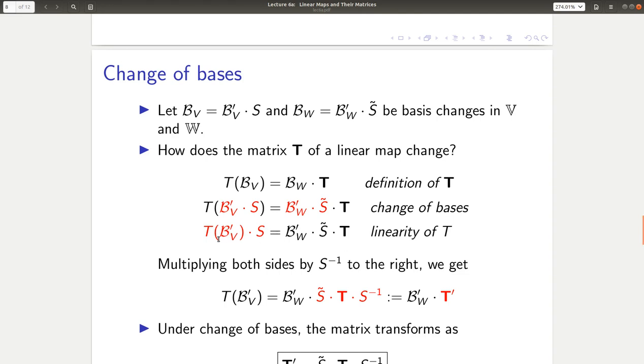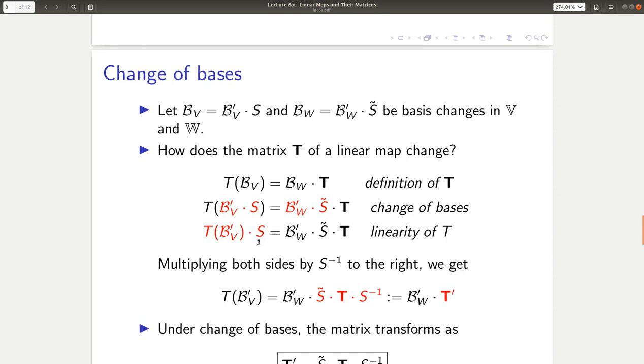So now this is telling you what this same map, this first line told you what the map T did in the basis B_V and B_W. But now we have an expression which tells you what T does on B_V prime and writes the answer in terms of B_V prime, B_W prime. Okay, so that's what it does.